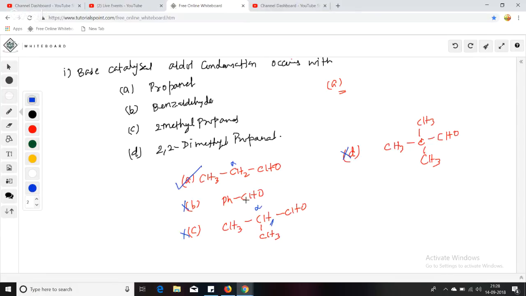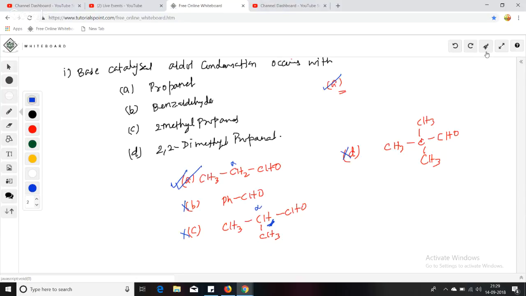So these two are not true, so the answer is option A, which was given by Nikhil. Okay, so this was the correct answer. This question was asked in JEE exam, a long time back, but again it is important. Usually, students check alpha hydrogen and then give the answer. You must take care that 2-methyl propanal does not show aldol condensation.